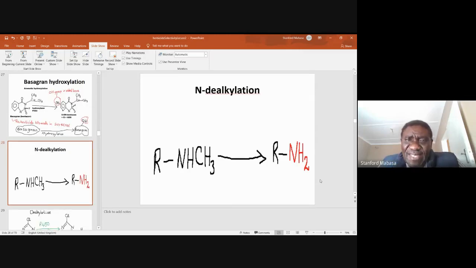After hydroxylation, the other reaction is N-dealkylation. For any dealkylation to take place, we need this structure. R is representing the complicated structure. We just want to focus on this NHCH3. This is what is important. So after dealkylation, we are now having this NH2, which is an amine.